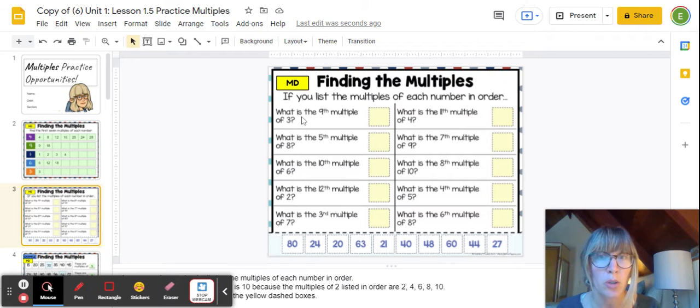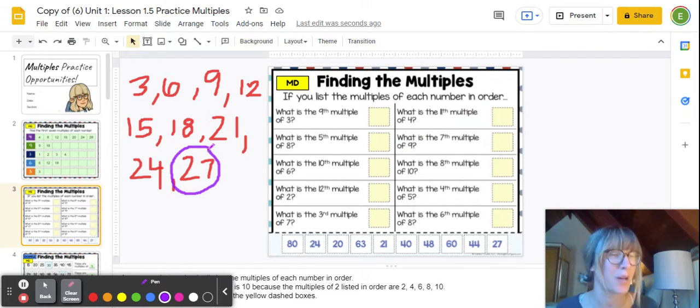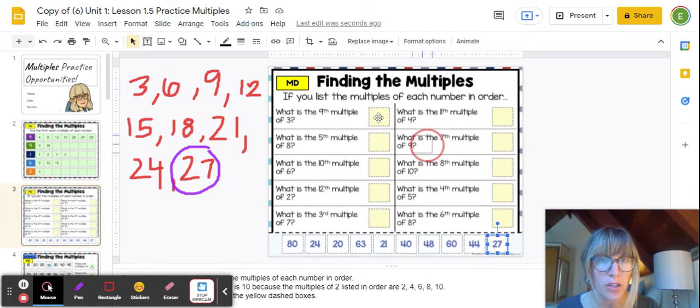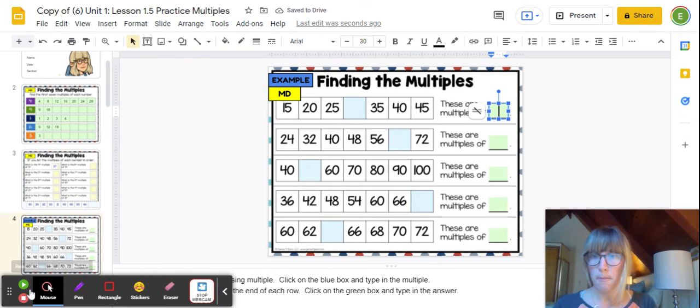If you list the multiples of each number, we want to know what is the 9th multiple of 3. And we can see here, as if we were going to do the list strategy, that we get 27. So we could drag a 27. You can also just use your multiplication facts and say, well, the 9th multiple of 3 is the same as saying 9 times 3, or 3 nine times, which is 27. So you can go through and work this out here.